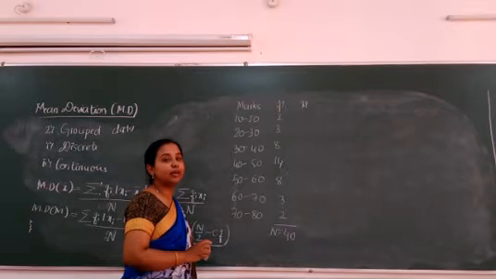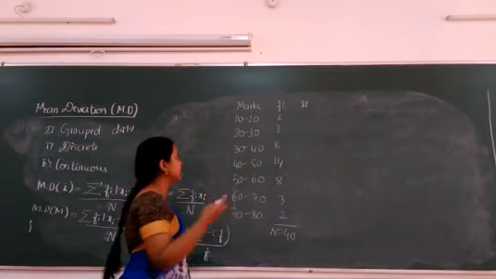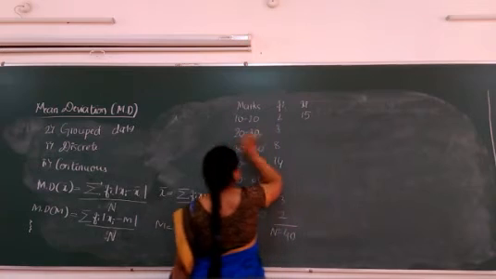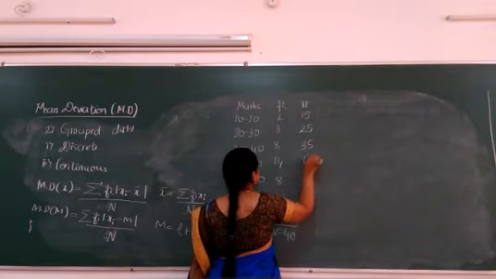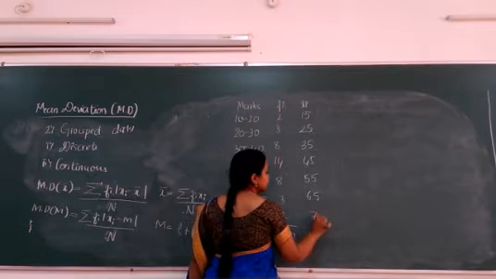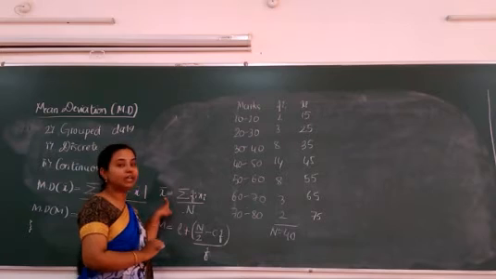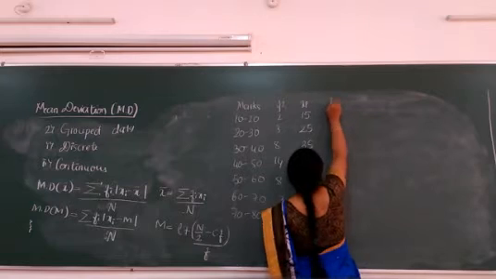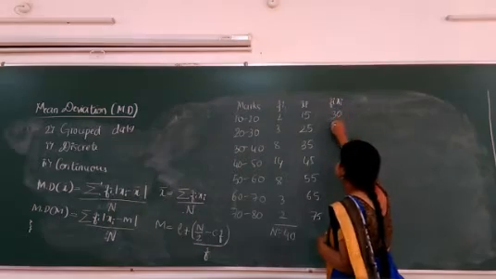How do you calculate your midpoint? The first point and the last point added and divided by 2 will give you the midpoint. Same way, 10 plus 20 divided by 2 is 15. Here it will be 25, next 35, 45, 55, 65 and 75. The remaining process remains the same. Next we need to calculate the mean. To calculate the mean we want summation of fi into xi, so our column will be fi into xi. So it will be 30, 70.